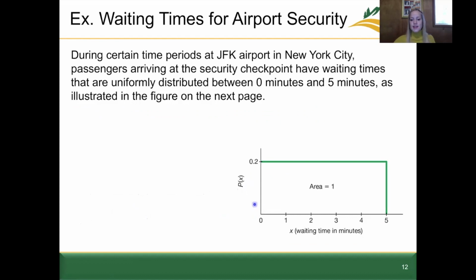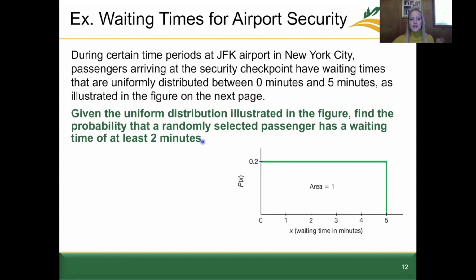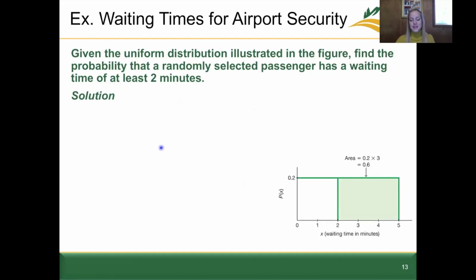Okay, so far we recognize this as being a uniform distribution. The area under the curve is exactly equal to 1. These continuous variables all have an equally likely outcome of 0.2. Now let's try this. Given the uniform distribution illustrated here, find the probability that a randomly selected passenger has a waiting time of at least 2 minutes. Important wording here: at least 2 minutes. What does that at least mean? It means that the waiting time could be 2 minutes or any other time beyond that, up through 5 minutes total.